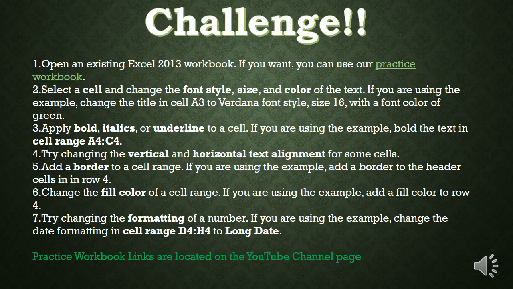You're going to apply bold, italics, and underline to a cell. If you're using the example, bold the text in the cell range A4 to C4. Try changing the vertical and horizontal text alignment for some cells. Add a border to the cell range. If you're using the practice workbook or the example, add a border to the header cell. It is in row 4. Change the fill color of the cell range. If you're using the example, add a fill color to row 4.